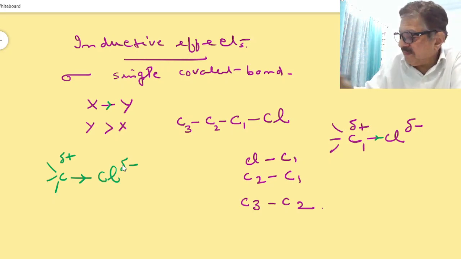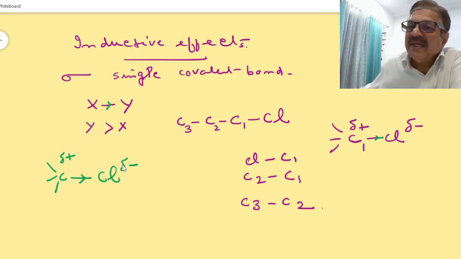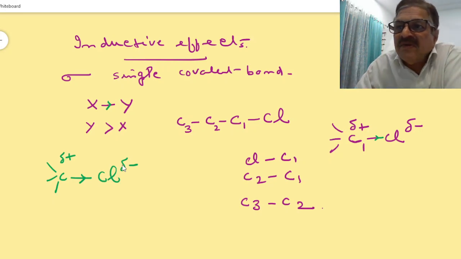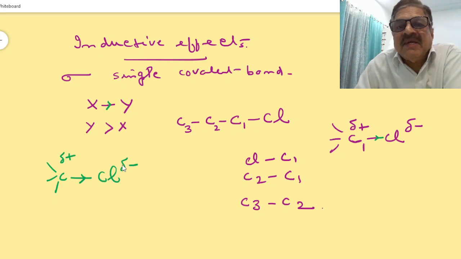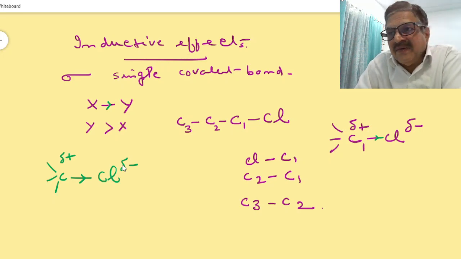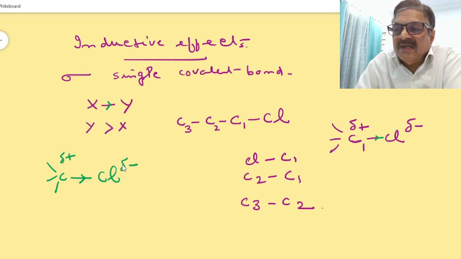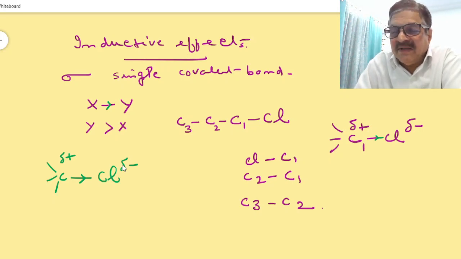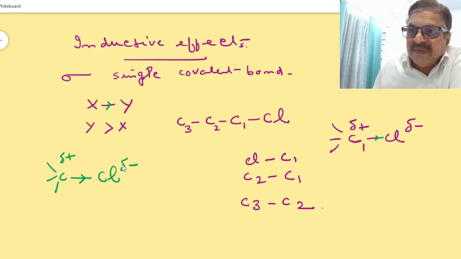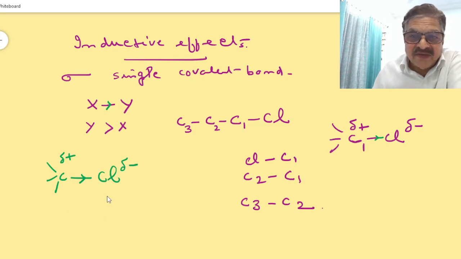Now, most atoms and groups attached to carbon exert such an inductive effect in the same direction as chlorine. That is, they are electron withdrawing, being more electronegative than carbon. So it is an electron withdrawing inductive effect, because of the difference in electronegativity.